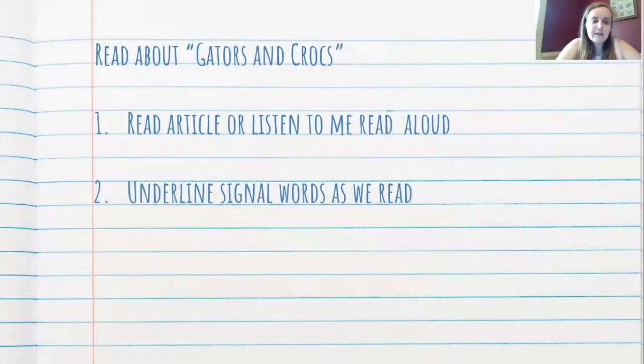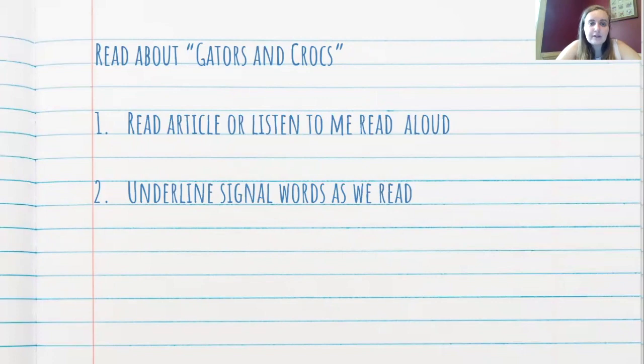All right, so what we're going to be doing today, I have a passage that we're going to read called Gators and Crocs. So it's about alligators and crocodiles. So you have a couple of options for this. You can listen to me read the article aloud. I have it divided up over a couple of slides, and I'm going to be reading it out loud. You can go on the RPS at home page and you can print or read on your computer and read it to yourself. Or if you want to, you can read along on the slideshow.